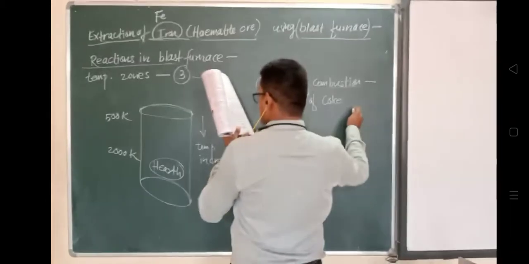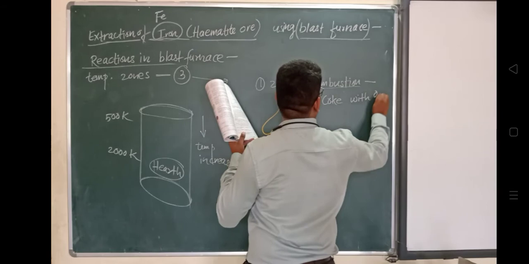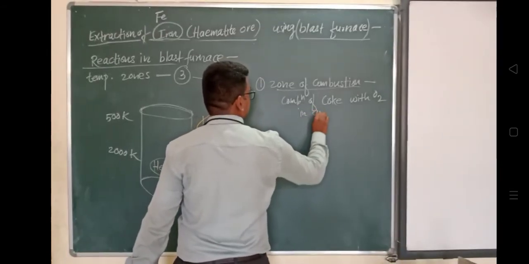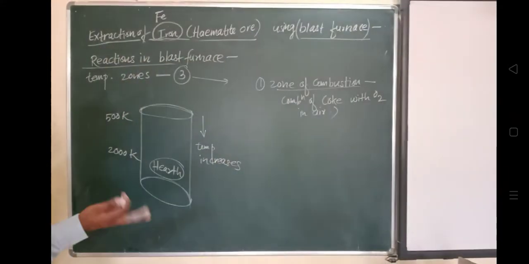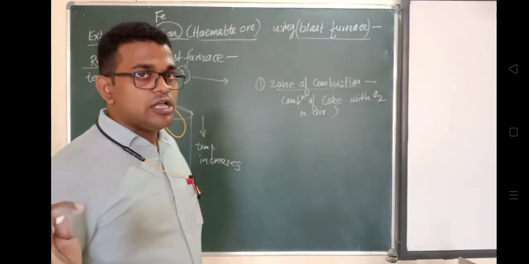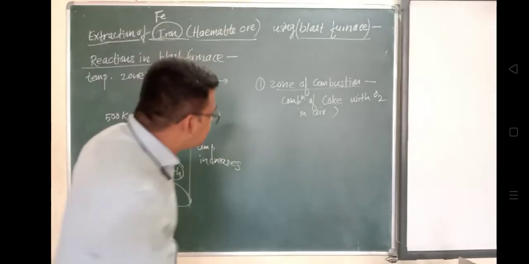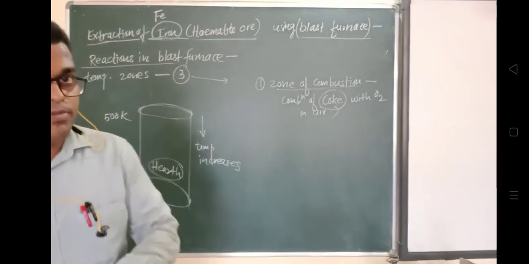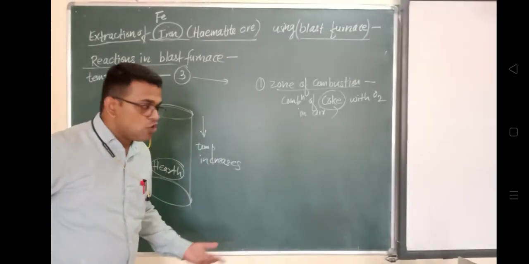Okay, so the third zone is called the zone of slag formation. Slag will be formed. जो भी impurities present हैं इस ore में, whatever the ore we are inserting inside this blast furnace, whatever impurities are present in it, after melting, it will get collected at the bottom. That is called the zone of slag formation.